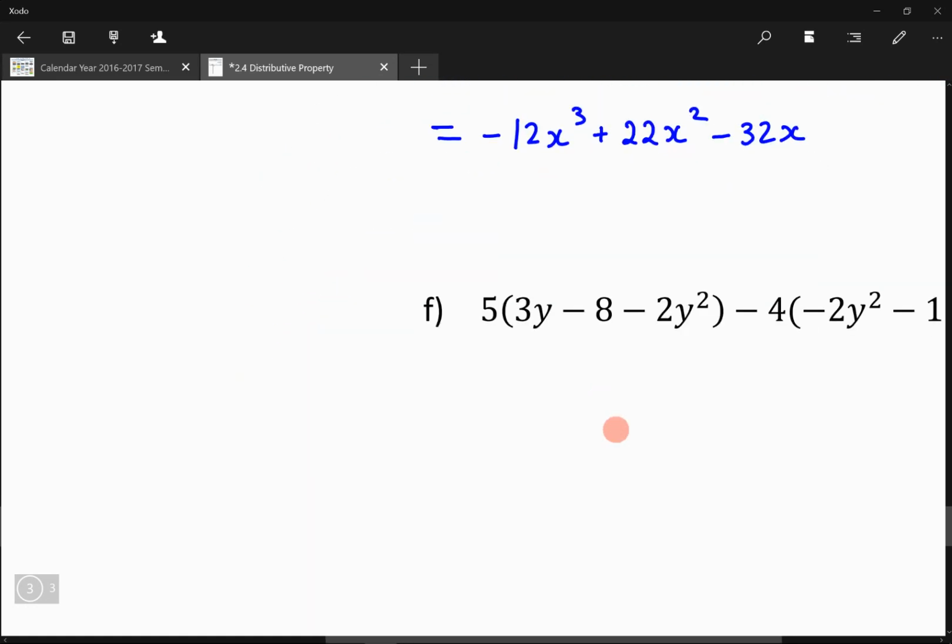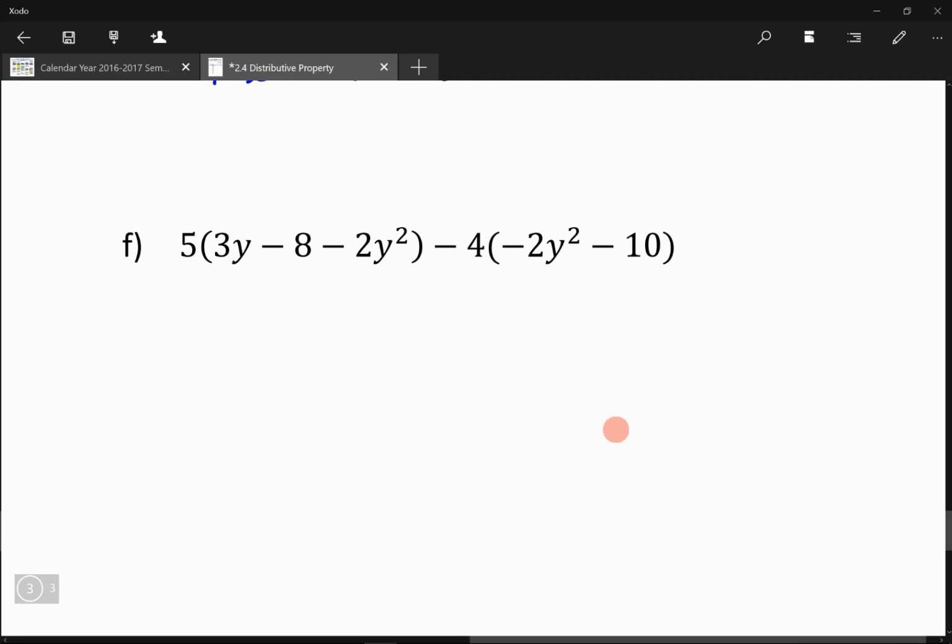And let's look at our very last one. Okay, so again, we're going to do this part first. So we have here 5 times 3y, which is 15y. 5 times 8 is negative 40. 5 times minus 2y squared is minus 10y squared.